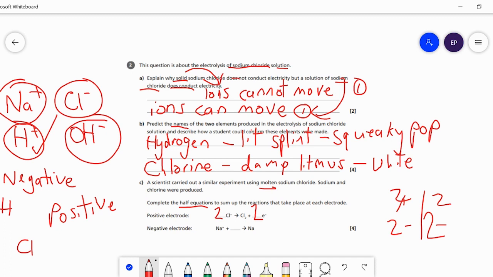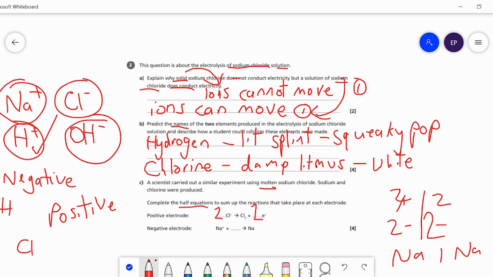Finally, let's look at the half equation for the negative electrode. Here we can see that we have got sodiums on both sides. And in fact, we have 1 sodium on either side of the equation. But unfortunately, it doesn't balance in terms of the charge. On the left-hand side, we have a 1 plus charge on the sodium ion, while on the right-hand side, there's no charge with the sodium atom.